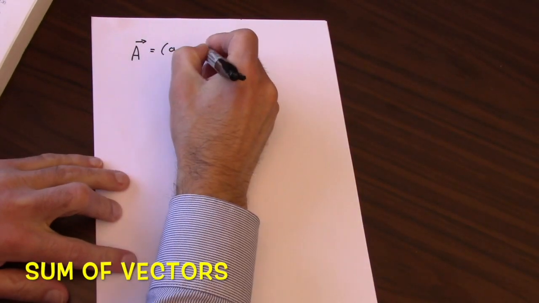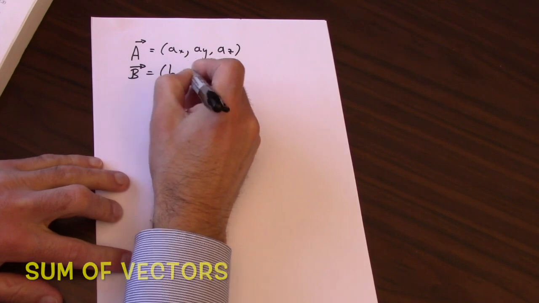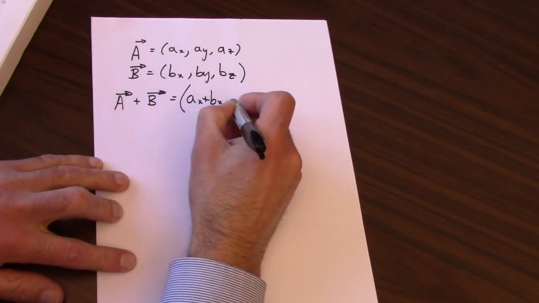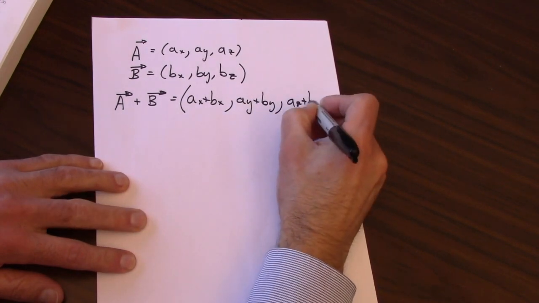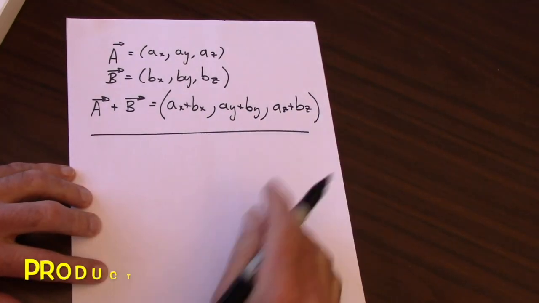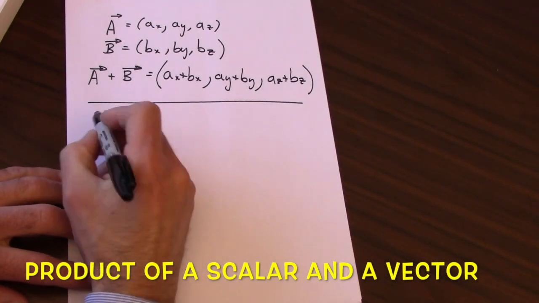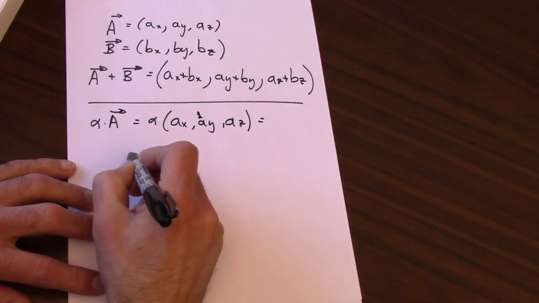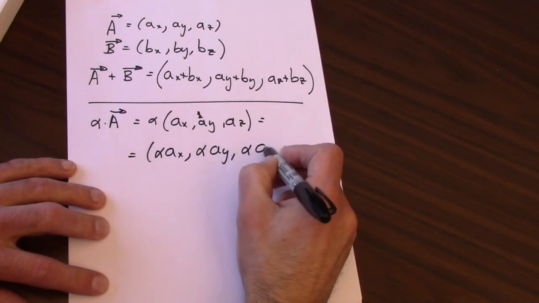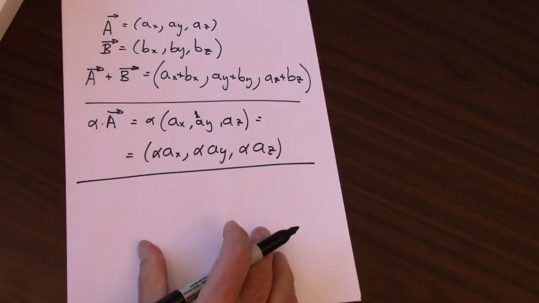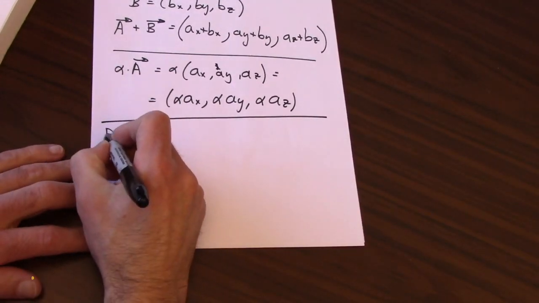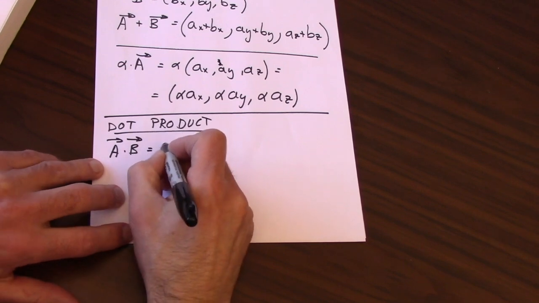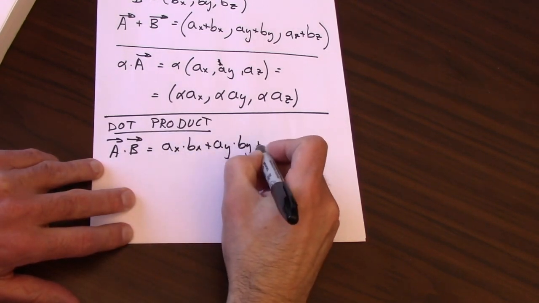The sum of two vectors, a and b, is another vector z equal to a plus b, whose components are found by summing the components of vectors a and b. The product by a scalar alpha is another vector whose components are obtained by multiplying each component by a real number alpha. The scalar product or dot product between two vectors is a scalar defined by a dot b.